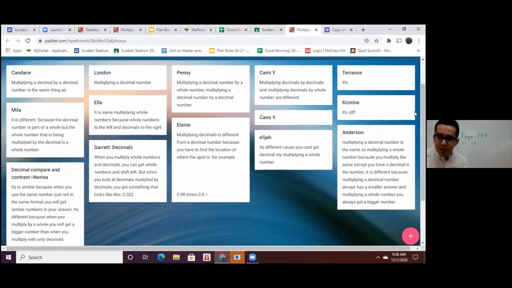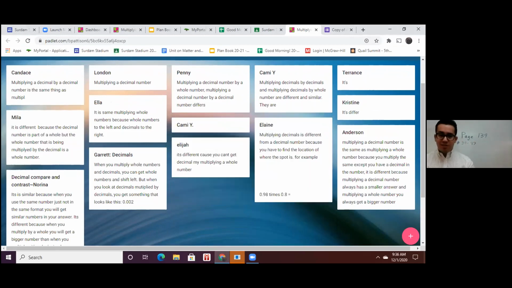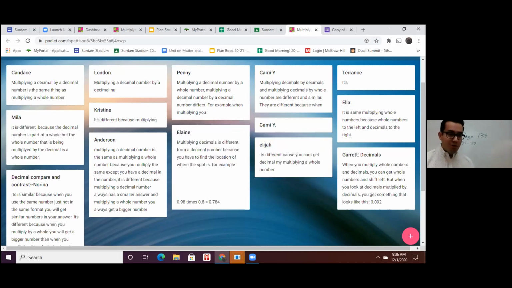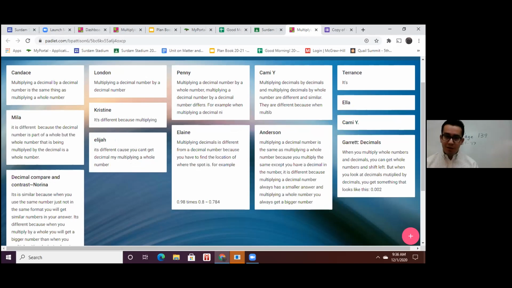except you have a decimal in the number. Okay, so the multiplication is similar, as Anderson's saying. It's different because multiplying a decimal number has a smaller answer. And multiplying a whole number, you always get a bigger number. The decimal number is part of a whole, but the whole number that is being multiplied by the decimal is a whole number. Good.